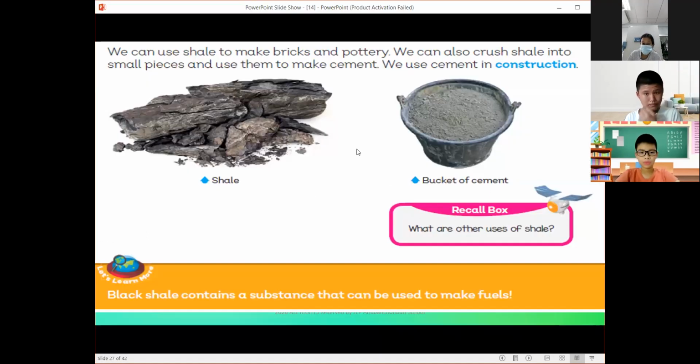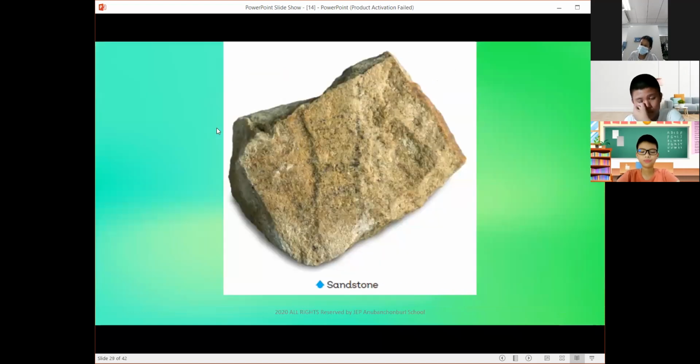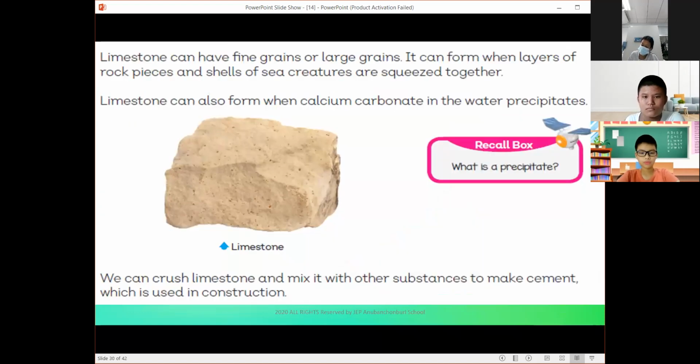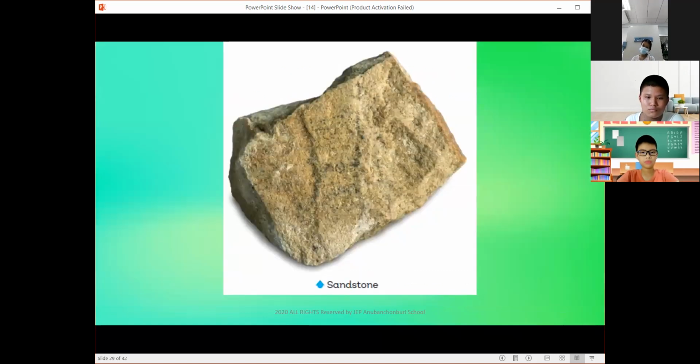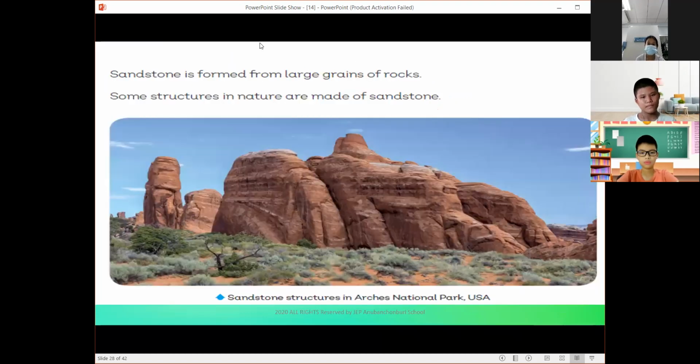So these are the uses of shale. Now let's proceed to the next one. Here we have sandstone. This sandstone is formed from large grains. So where is the sandstone? There, that is the sandstone, right? So this sandstone is formed from large grains of rock.